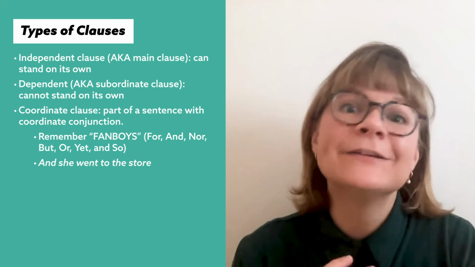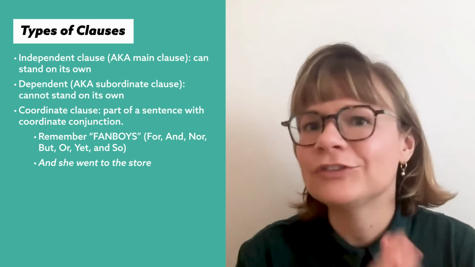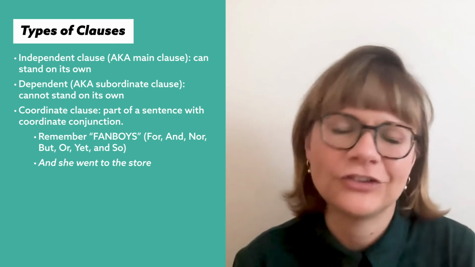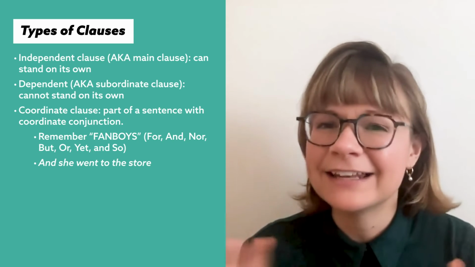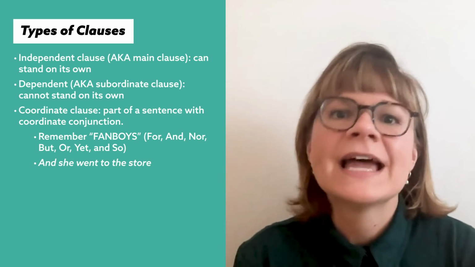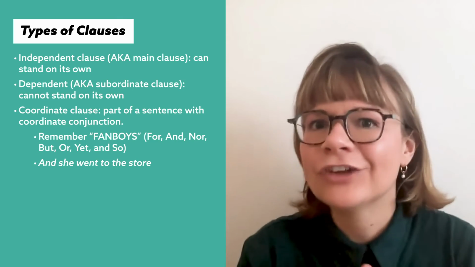There's a very good chance you'll get a question about types of clauses. So whether identifying what type a clause is or choosing how to correctly connect it to another clause. So we've already looked at these really. We have our independent, sometimes called main clause, which can stand on its own as a sentence potentially. We have our dependent, sometimes called subordinate clause, which cannot stand on its own. And we have a coordinate clause. That's part of a sentence with a coordinating conjunction. So maybe the clause, and she went to the store, in the sentence, he went to the bank and she went to the store.